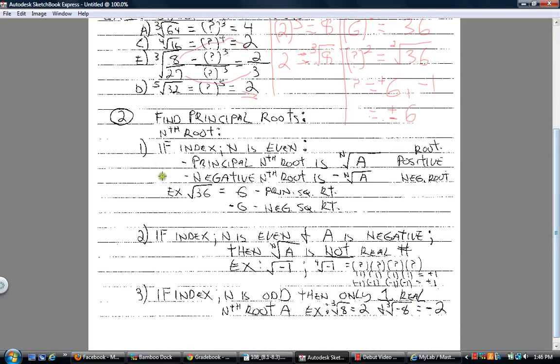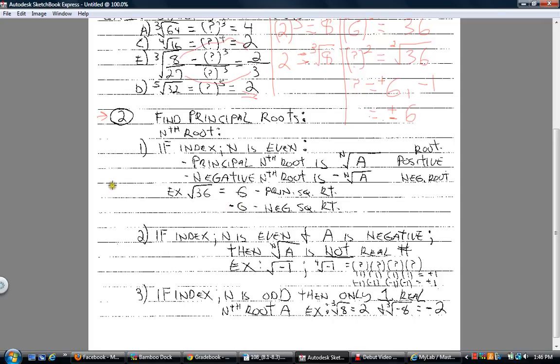Objective 2, finding principal roots. Okay, the book says that if the index number is even, the principal root is the positive root. I try to remember that if they stick the negative on the outside, here's what they want you to think of. The square root of 36, the principal root is 6. Also, the negative root is negative 6, like I talked about.